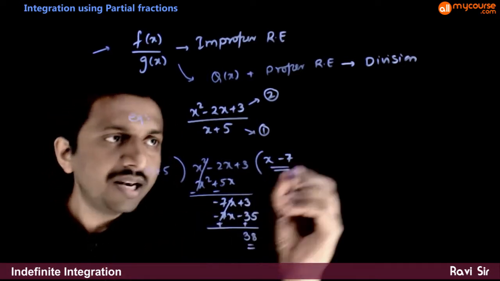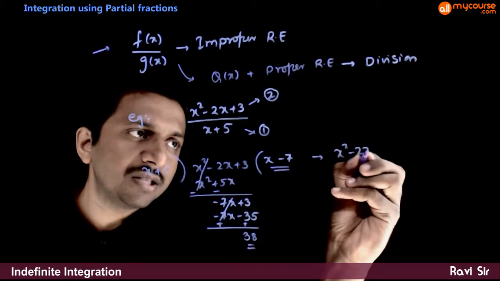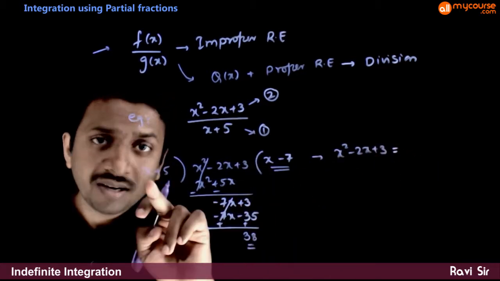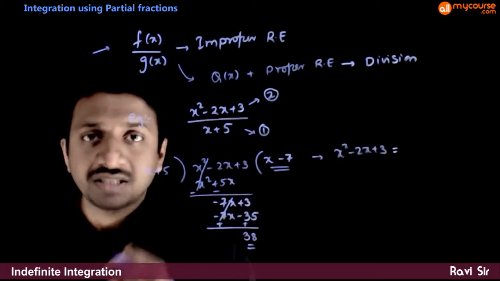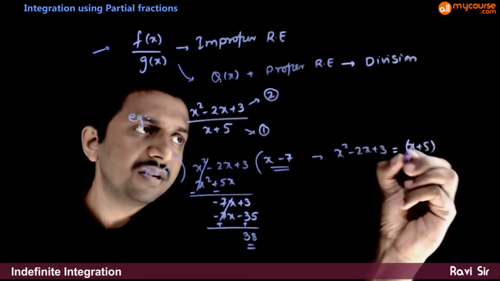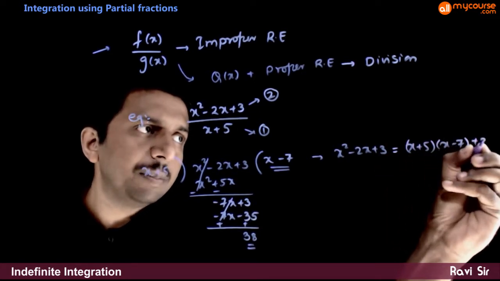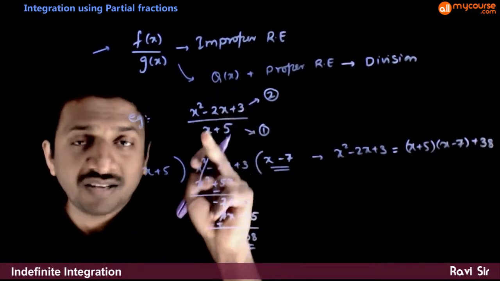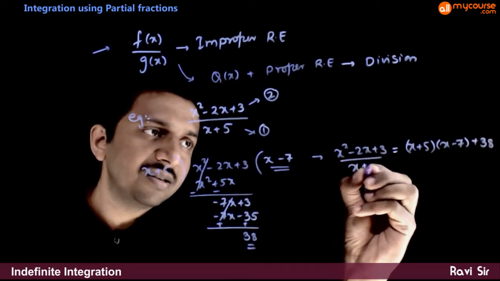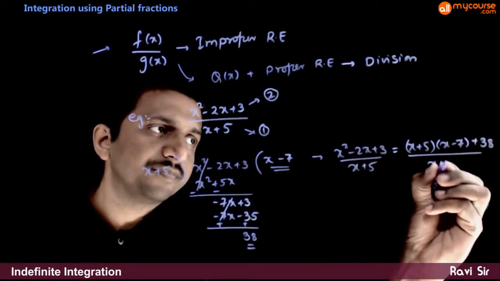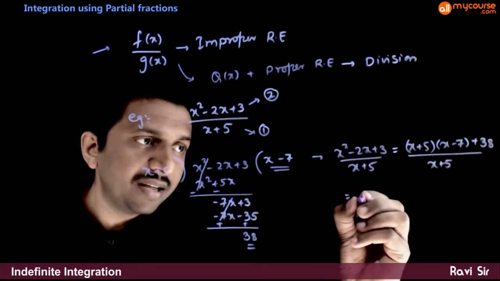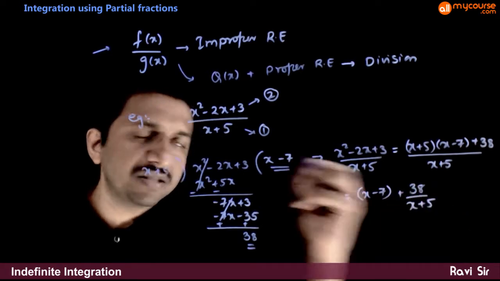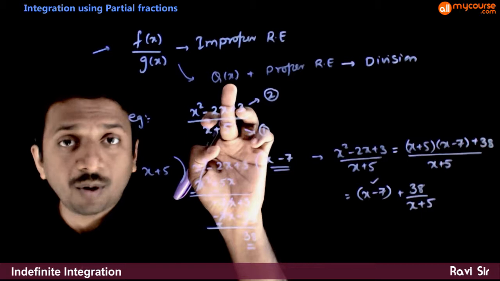Now can I say that x square minus 2x plus 3, which is the dividend, the numerator, is nothing but divisor into quotient plus remainder. So x plus 5 times x minus 7 plus 38. Now what is x square minus 2x plus 3 by x plus 5? If I divide both sides by x plus 5 and separate these two, you get x minus 7 plus 38 by x plus 5. So this is the polynomial about which I am talking.